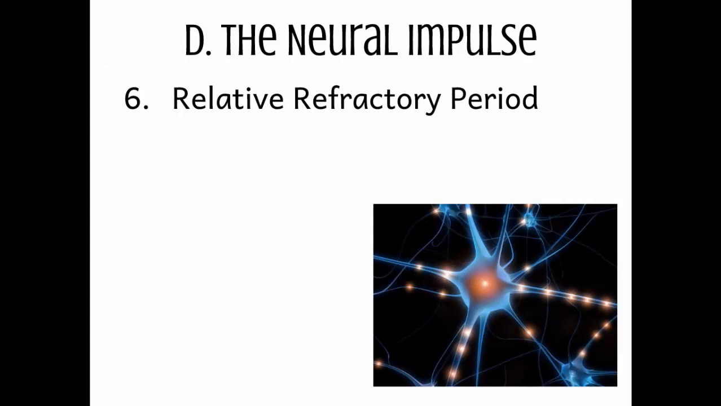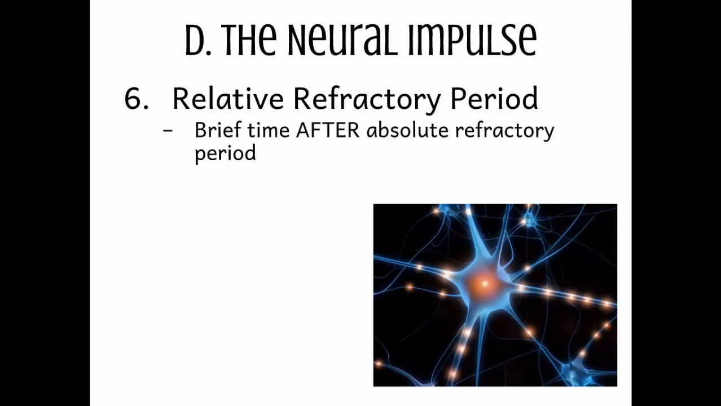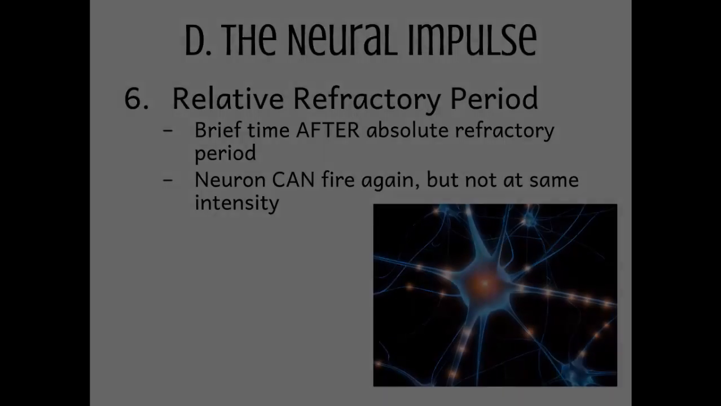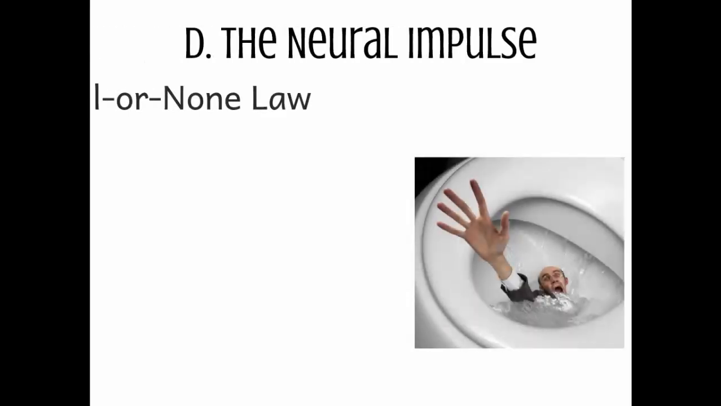The relative refractory period, another length of time. It's a very short period of time after absolute refractory, and the neuron can actually fire again, but it can't fire at the same intensity because all of those sodium channels have not had a chance to recharge, have not had a chance to close up and shift all of that information back to where it belongs into resting potential.